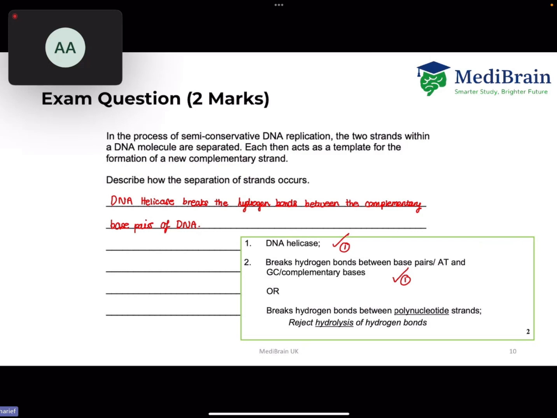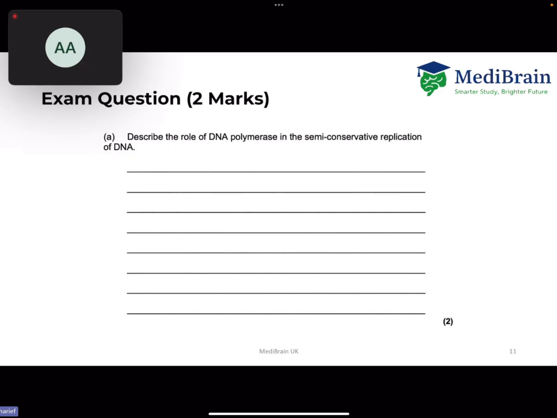Okay. Next question, it says describe the role of DNA polymerase in the semi-conservative replication of DNA. Okay, so remember, DNA polymerase is part of the final step. What does it do? Well, it joins the adjacent nucleotides together. And remember, what did I put in brackets? I put in condensation reaction and I put phosphodiester bond.